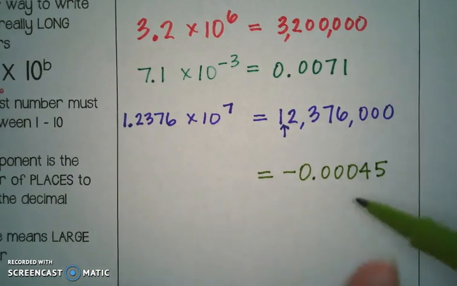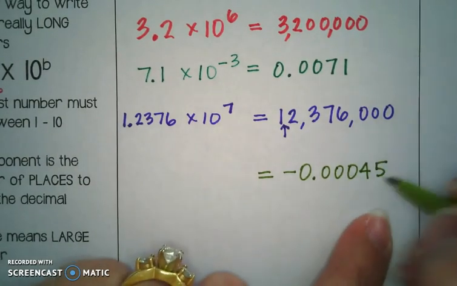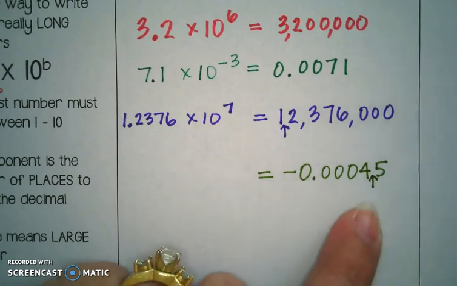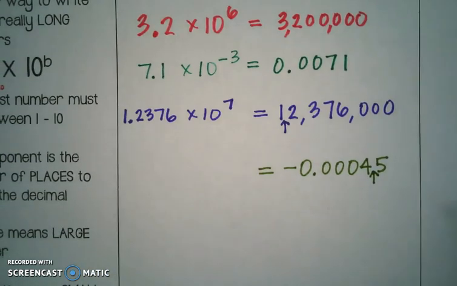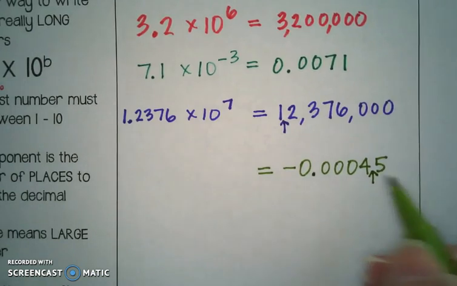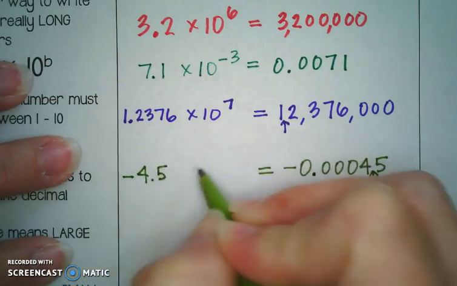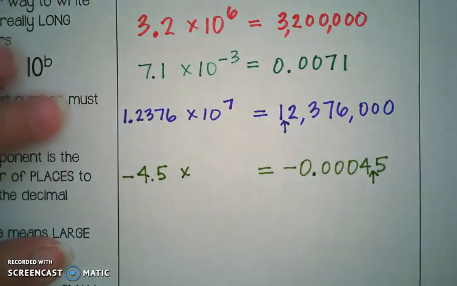All right, I need to make this decimal into a number between 1 and 10. So that means that I need to put the decimal right here. So this is no longer going to be negative 0.00045. It's now going to be negative 4.5. So the negative just follows along.